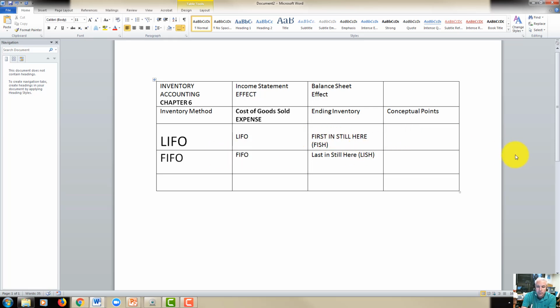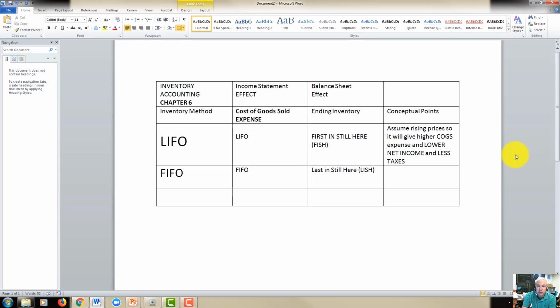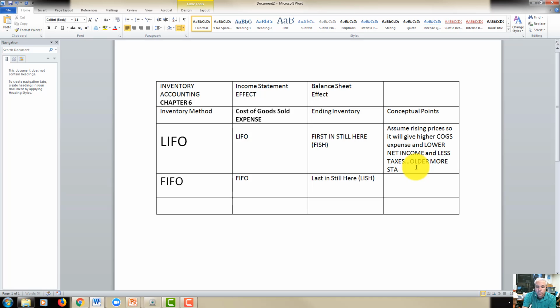Conceptual points for LIFO: we're going to assume rising prices. So it will give us higher cost of goods sold expense and lower net income, and therefore we pay less taxes. This is why companies use it. It also means that since it's FISH, first in, still here, it gives us older, more stale balance sheet values.